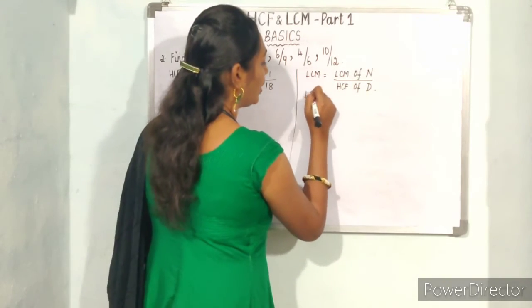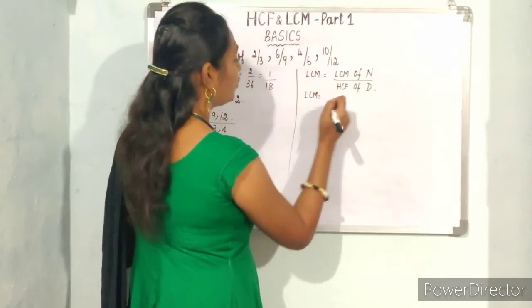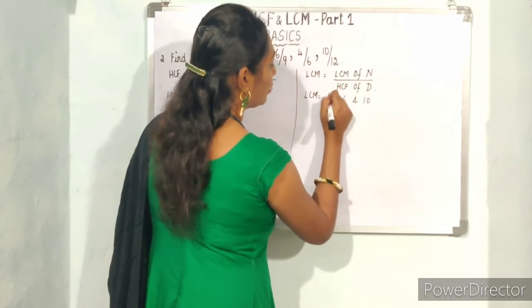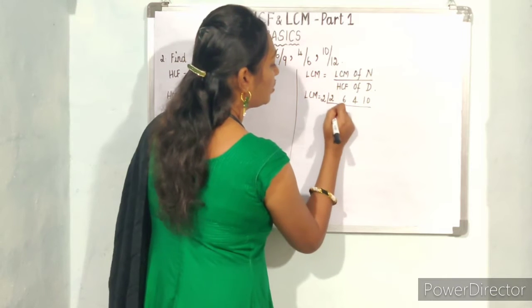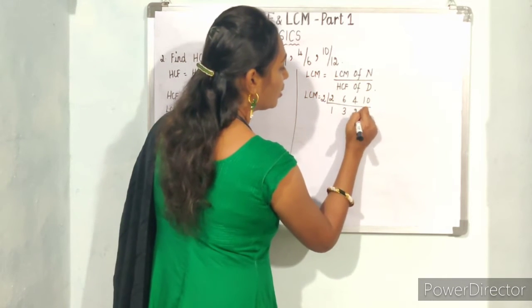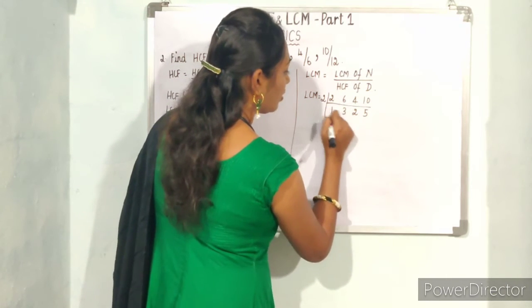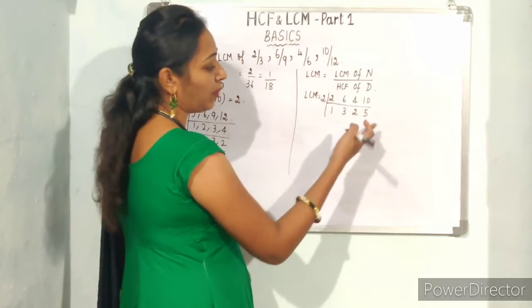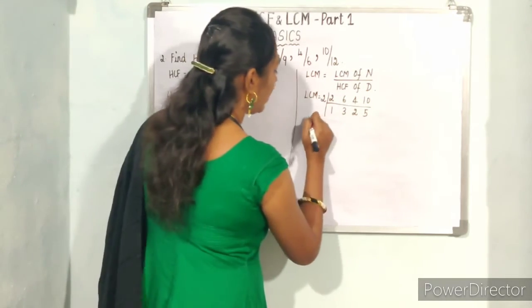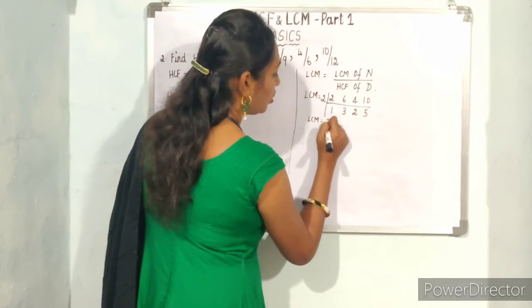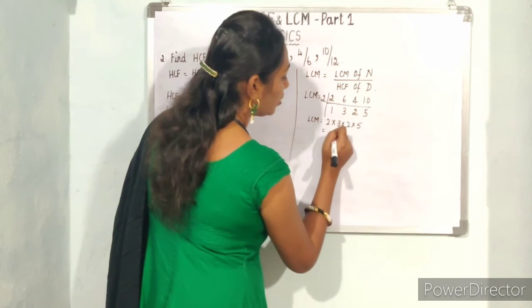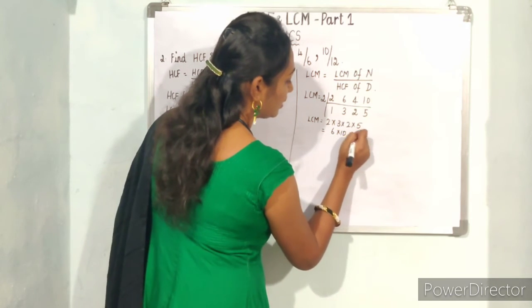LCM of numerator. The numerators are 2, 6, 4, 10. It can be divided by 2, so 1, 3, 2, 5. Again, all these 3 numbers are prime numbers, so we can directly multiply. So LCM equals 2 into 3 into 2 into 5, which is equal to 6 into 10, 60.